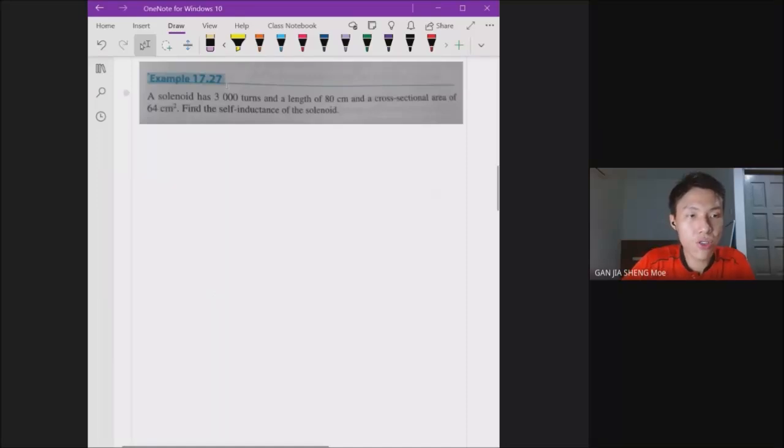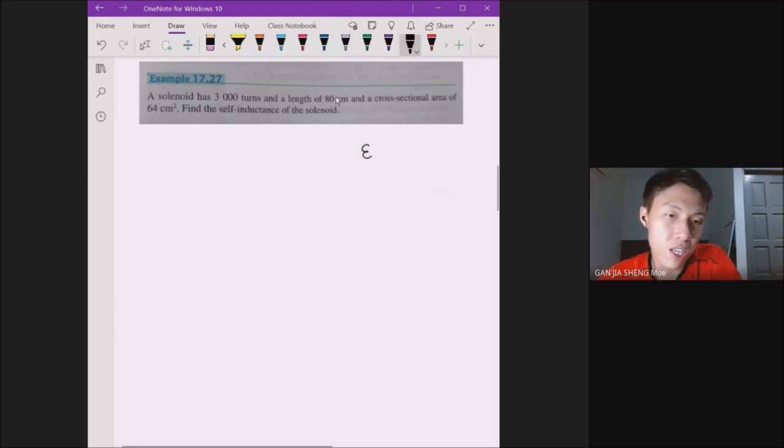A solenoid has 3000 turns, a length of 80 cm and a cross-sectional area of 64 cm squared. Find the self-inductance of the solenoid. Again, they don't mention that there's changing current, so you should probably expect that they won't be asking for things related to the induced EMF. So this equation is now out of the window. It's not related at all.